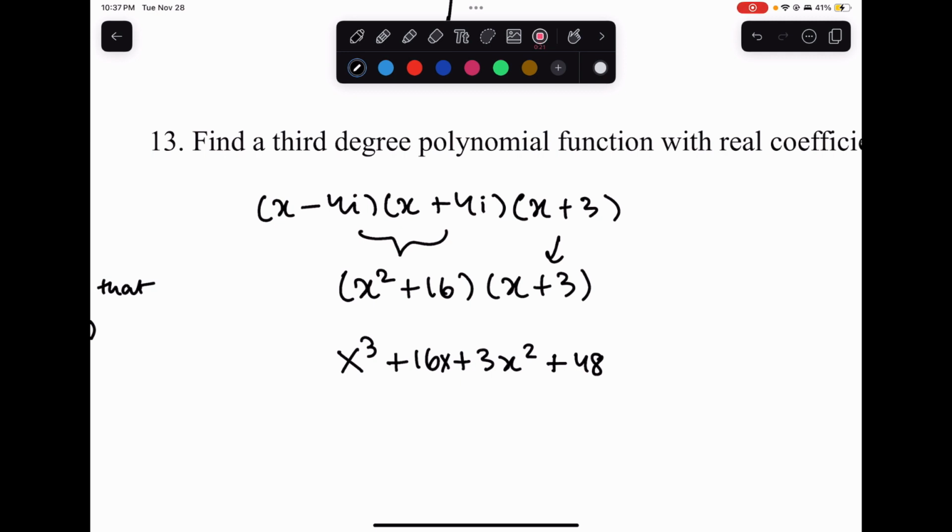Then we should ideally put that in standard form. Right, x cubed plus 3x squared, yep, plus 16x plus 48.